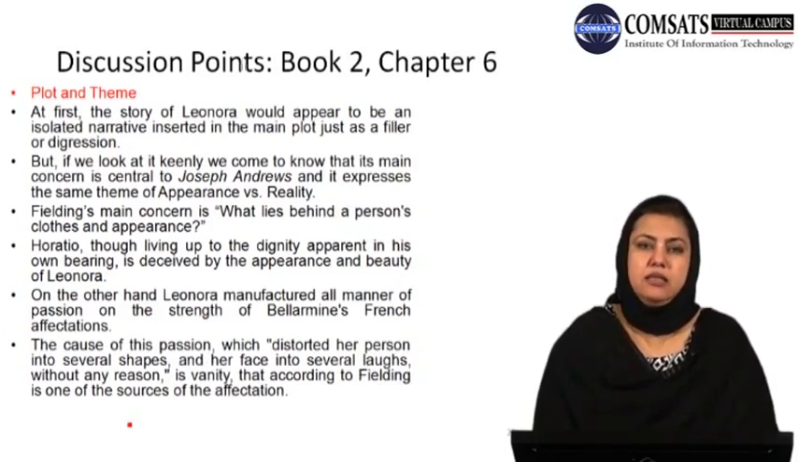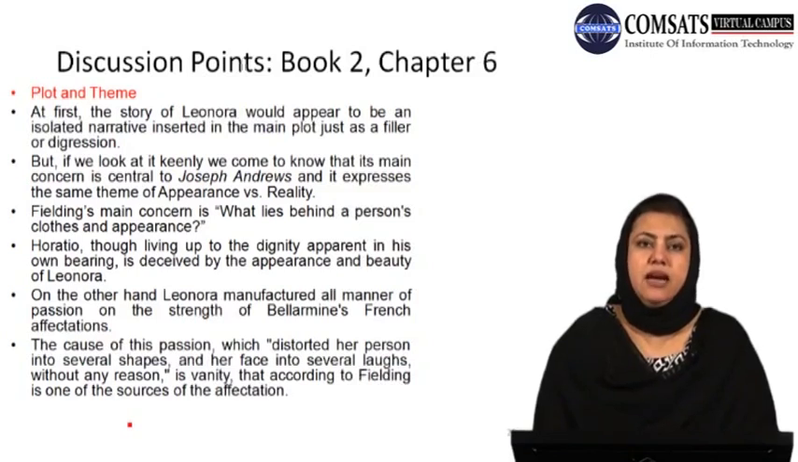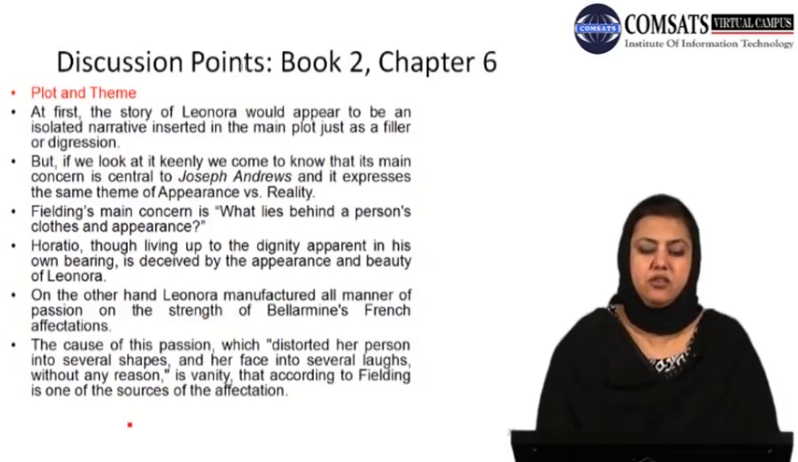If you remember at the very outset of the novel, when I was discussing the preface of the novel, I mentioned that for Fielding, affectation is the main theme of the novel, and according to him, vanity and hypocrisy are the two main sources of affectation. So here in this case, Leonora's vanity leads towards the ridiculous, and she becomes a victim of ridicule. She has to face people's laughter, and this all is a result of vanity, that is one of the sources of affectation.